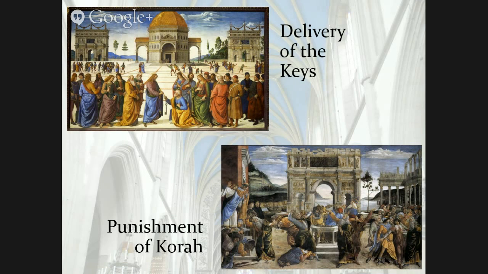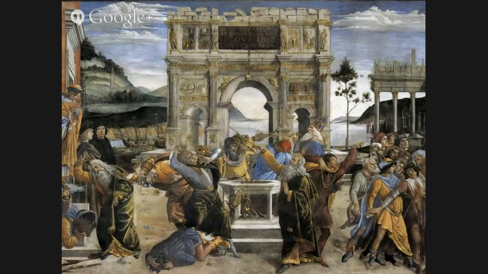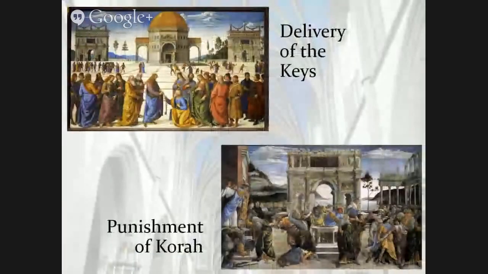And so this painting of the punishment of Korah is showing forth the chaos of what happens when you try to usurp the proper means of handing on authority. Here you've got the same triumphal arch in the center, but now it's falling apart. Disorder and chaos arise because they're not following that order. And this is a different artist. The Delivery of the Keys was Perugino, and this is Botticelli.